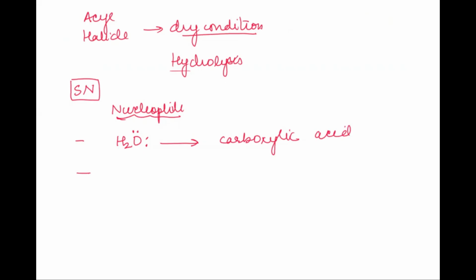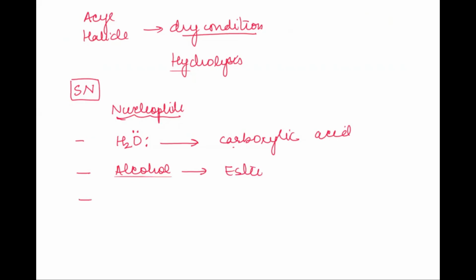Similarly, there can be a reaction with an alcohol. The acyl halide will undergo hydrolysis producing carboxylic acid, and carboxylic acid and alcohol, when they combine together, give you esters. So on reaction with an alcohol, they will be forming an ester.